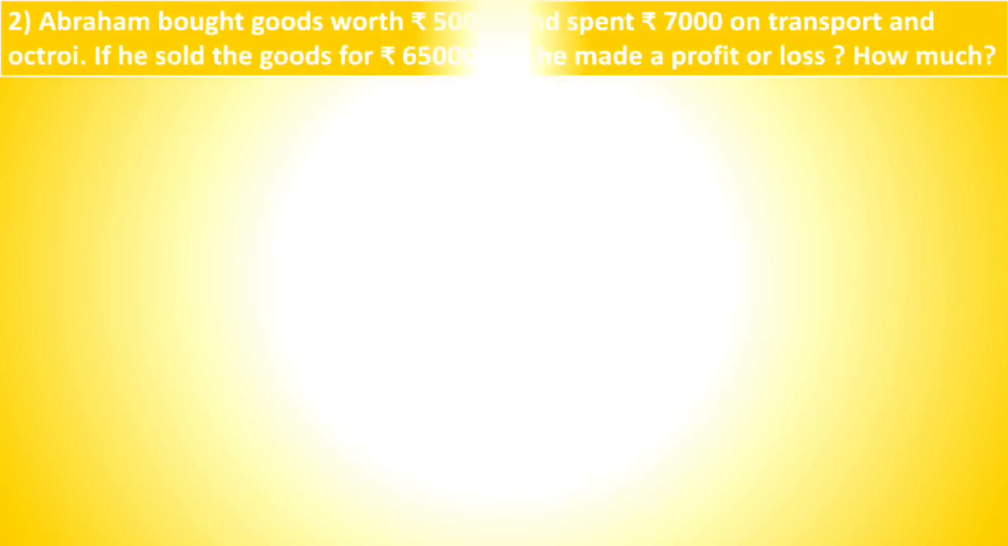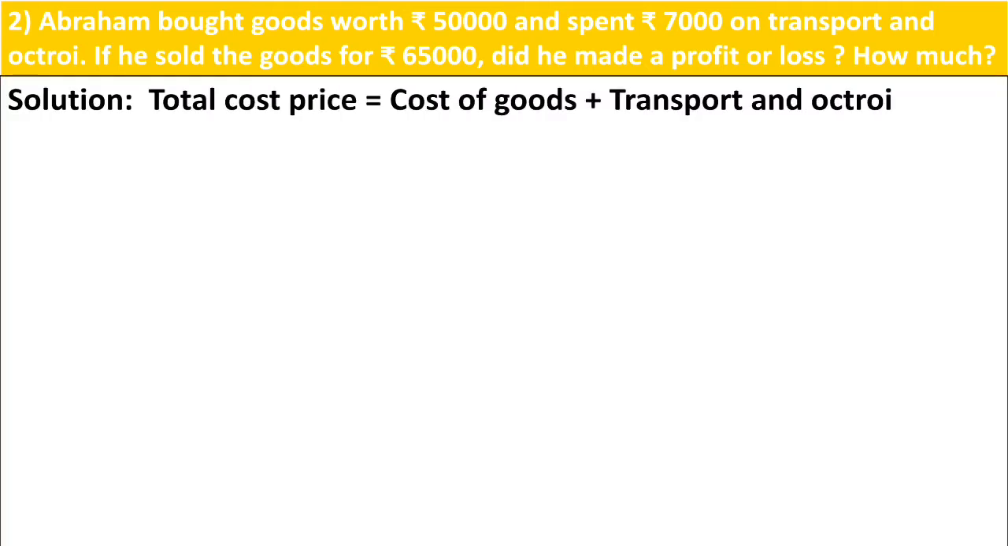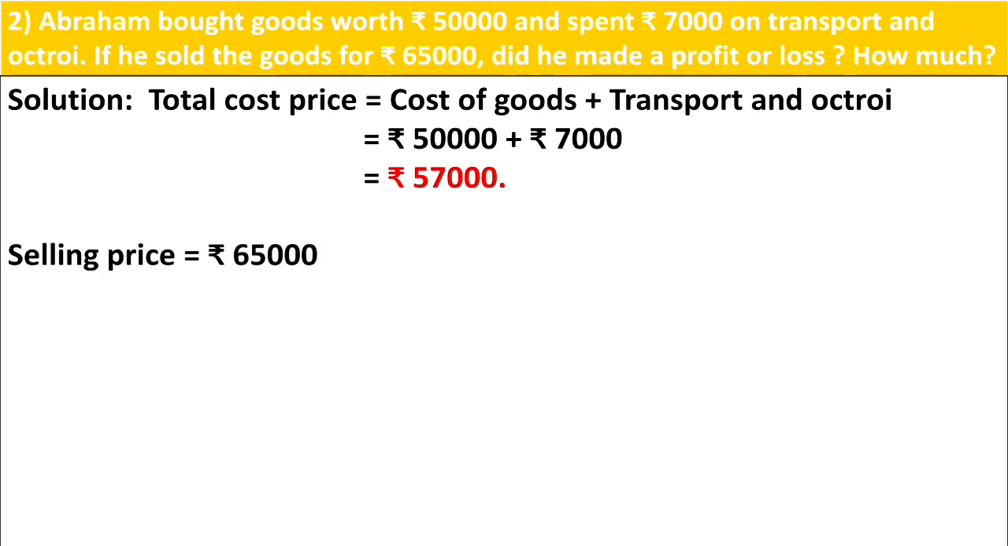Now, question number 2. Abraham bought goods worth rupees 50,000 and spent rupees 7,000 on transport and octroi. If he sold the goods for rupees 65,000, did he make a profit or loss? How much? Solution: first of all, we will calculate the total cost price, equal to the cost price of goods plus transport and octroi. Cost price of goods was given 50,000 and octroi was given 7,000. It means total cost price is how much? 57,000.